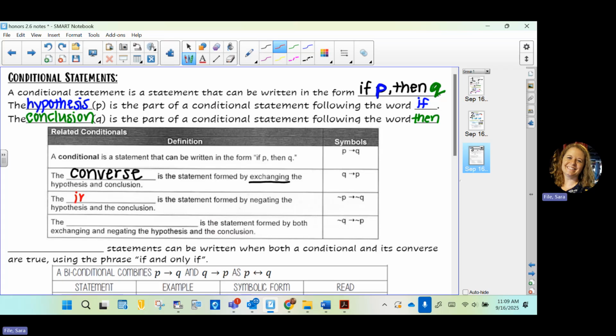The inverse negates both parts, the P and the Q. Notice in the symbol, it's not P, then not Q. So that would be, if you don't give a mouse a cookie, then he won't want a glass of milk. I just added not to both parts. Are y'all with me? Inverse means not, right? Now the last one here in this table is called the contrapositive.